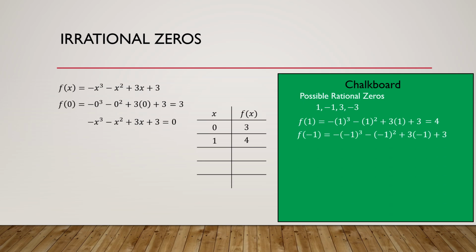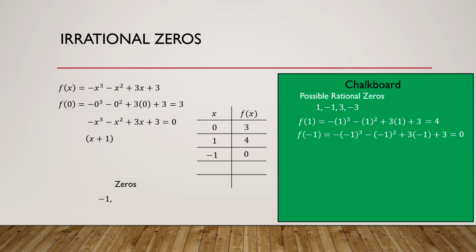Negative negative 1 cubed minus negative 1 squared plus 3 times negative 1 plus 3 equals 0. Therefore, negative 1 is a zero of the function. The point negative 1, 0 is a point on the graph, and x plus 1 is a factor of the polynomial.